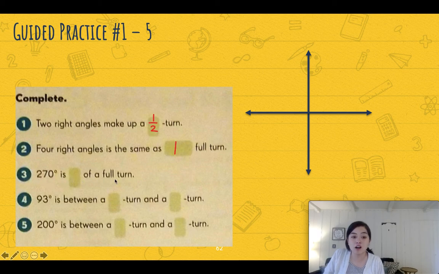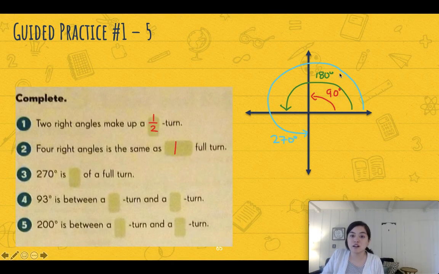270 degrees is what part of a full turn? Where was 270 again? Well, I remember here, that's 90. From here to here, that's 90 plus 90, which is 180. Okay, so then from here all the way to here is 90 plus 90 plus 90, or you can think of it as 90 times 3, which is 270. So it ends up here, right? But just to check, okay, so 90 times 3, because there's 3 90 degrees here. 3 times 0 is 0, and 3 times 9 is 27. So that is 270 degrees, okay? So what type of turn is it? It is a 3/4 turn, because it's 3 out of 4 total 90 degree parts, okay?